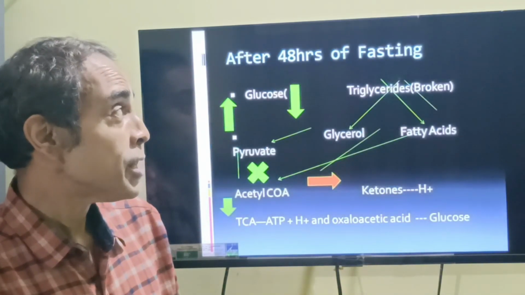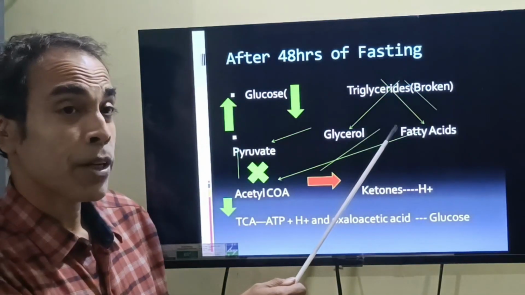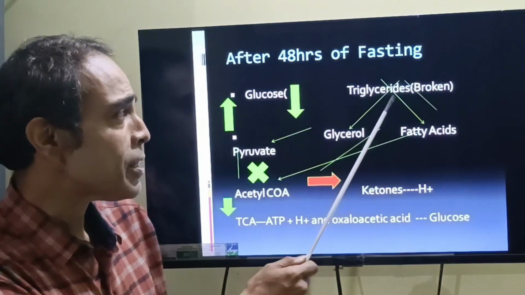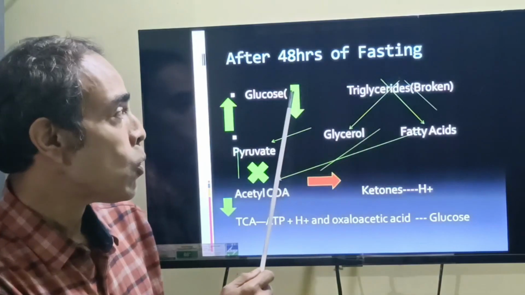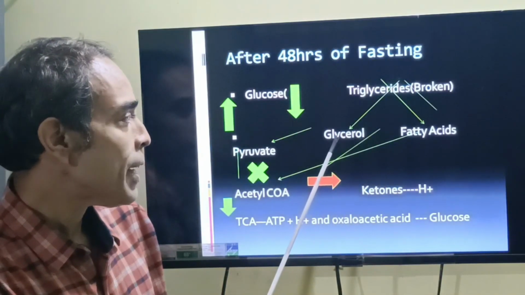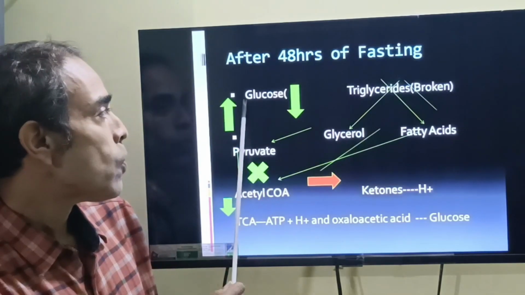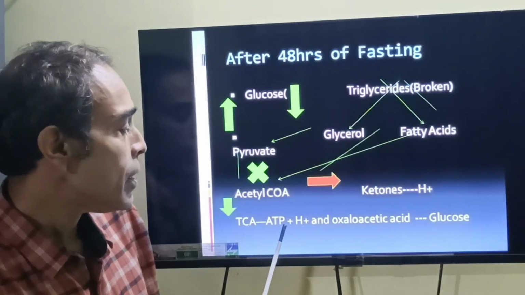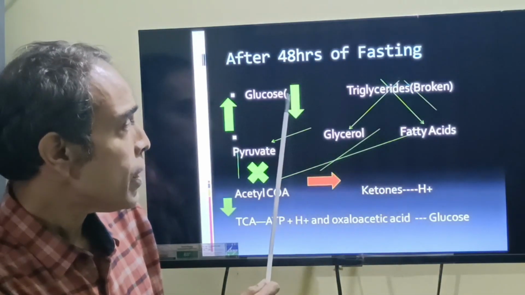Now after 48 hours, this becomes a very critical situation. Now the fats are broken down. Initially carbohydrate, glycogen, and now the fats are broken down, triglycerides into glycerol and fatty acids. We already talked about this. The glucose levels are absolutely low because now we are doing a 48-hour fast and on. So glycerol then enters a cycle to form pyruvate. Now pyruvate can go to form the glucose molecule, or it can be converted to acetyl coenzyme A to form ATP, hydrogen and oxaloacetic acid. Oxaloacetic acid can again go to form the glucose molecule.